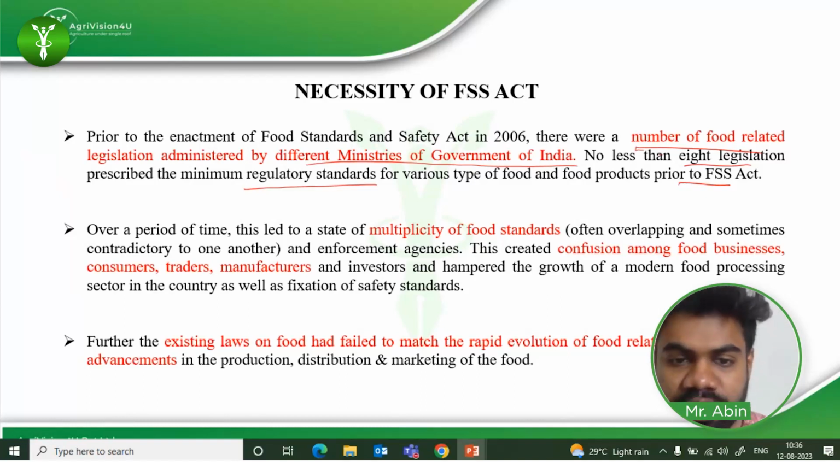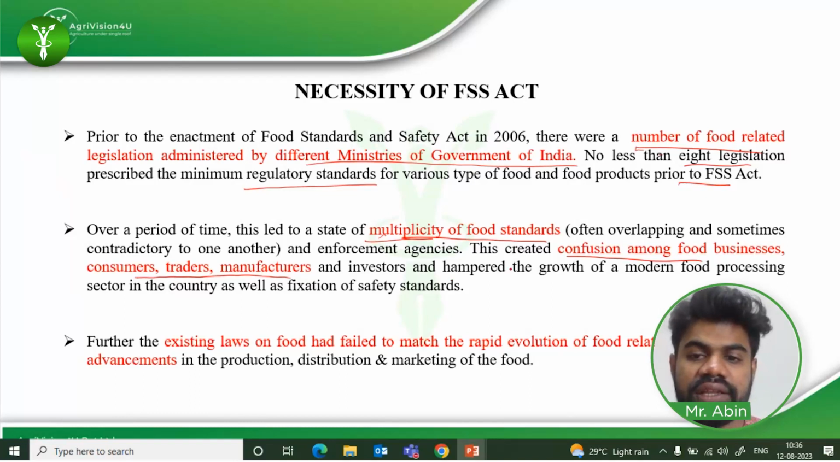And what happens? Sometimes for the same food product, two ministries or two legislative bodies would come under it, and this led to multiplicity of food standards and confusion among food businesses, consumers, traders, manufacturers and investors. This hampered the growth of a modern food processing sector in the country, as well as the fixation of food safety standards. And one more thing: because of these existing laws, whenever there was a rapid evolution of technologies, like GM foods, organic foods or vegan foods, nothing was specified under them. So that also created an issue at the national level.